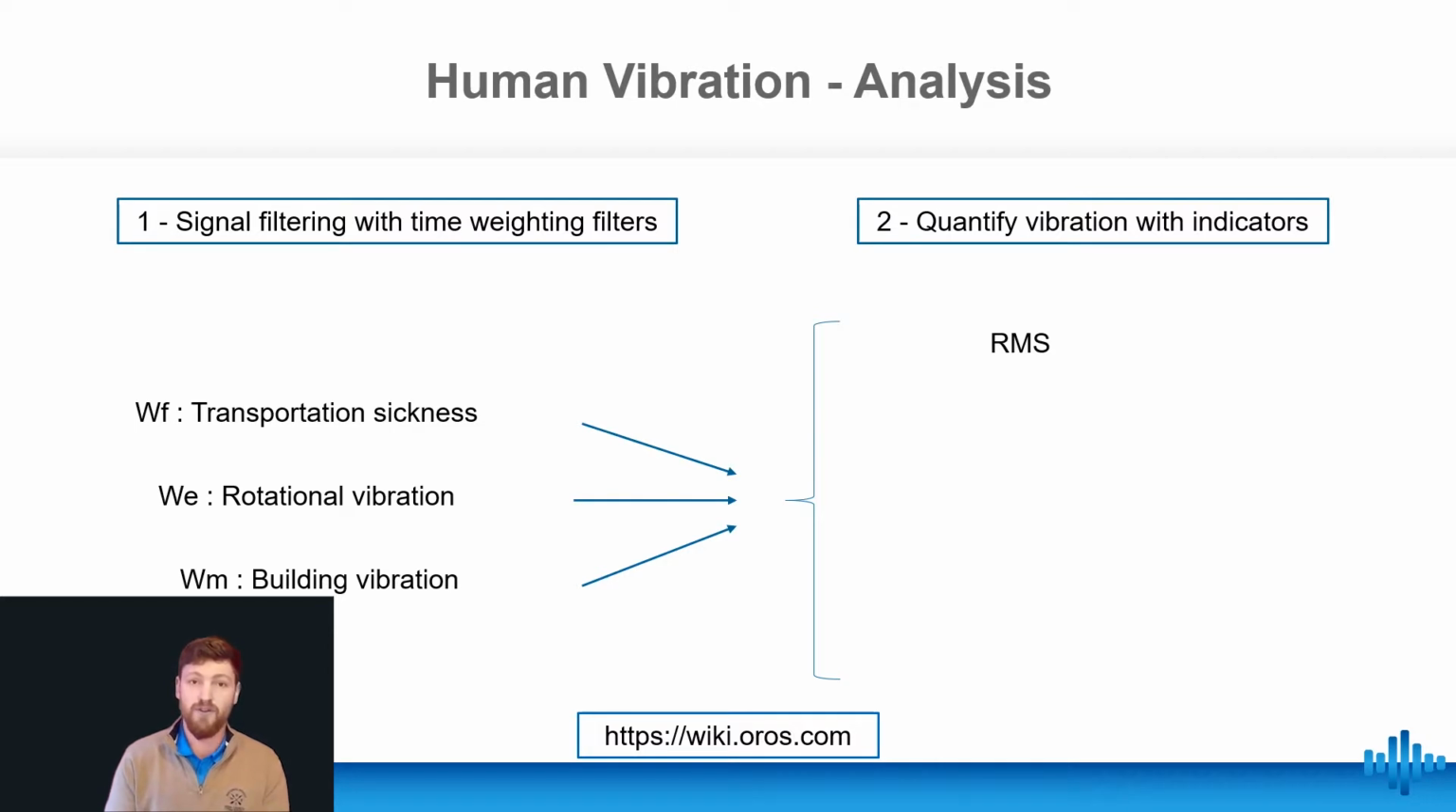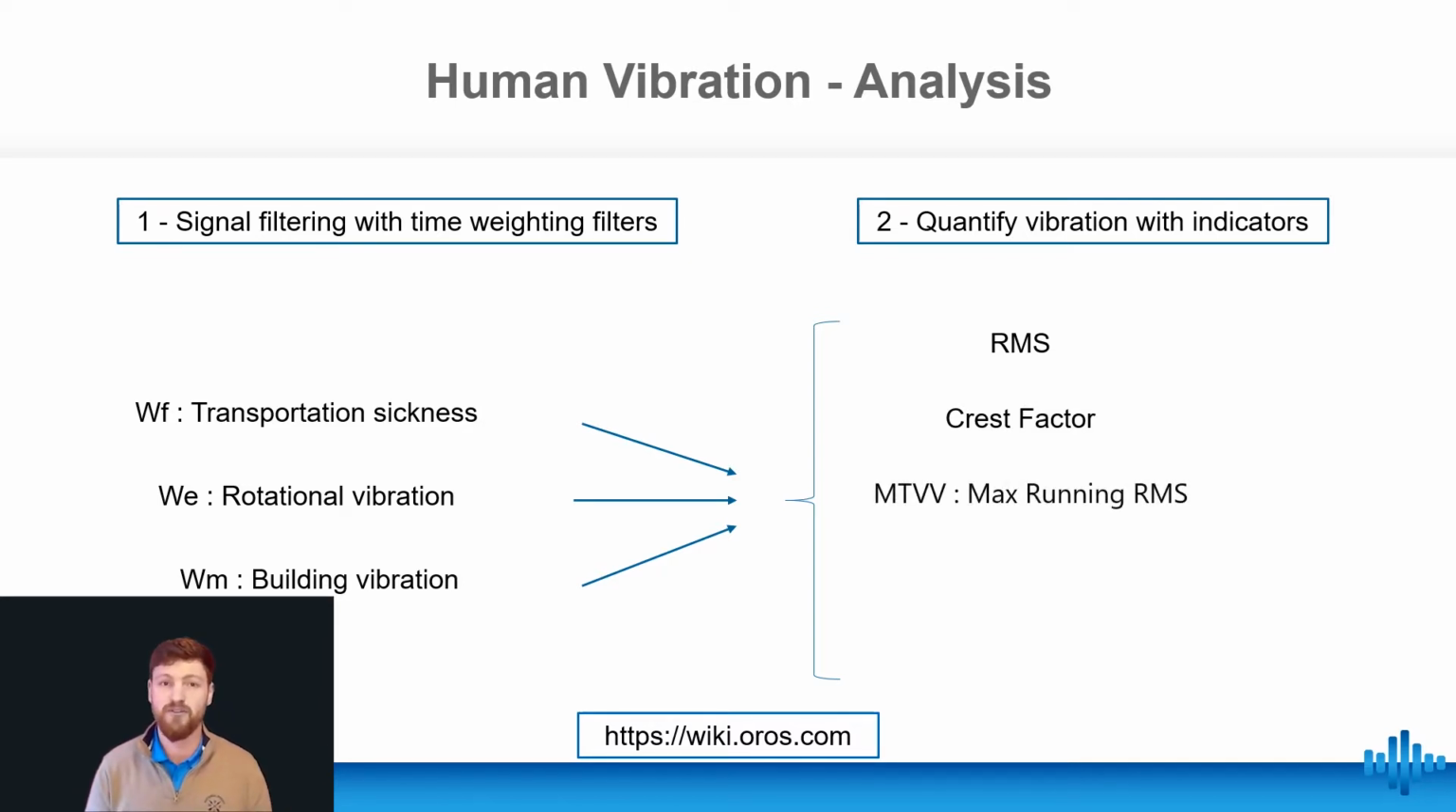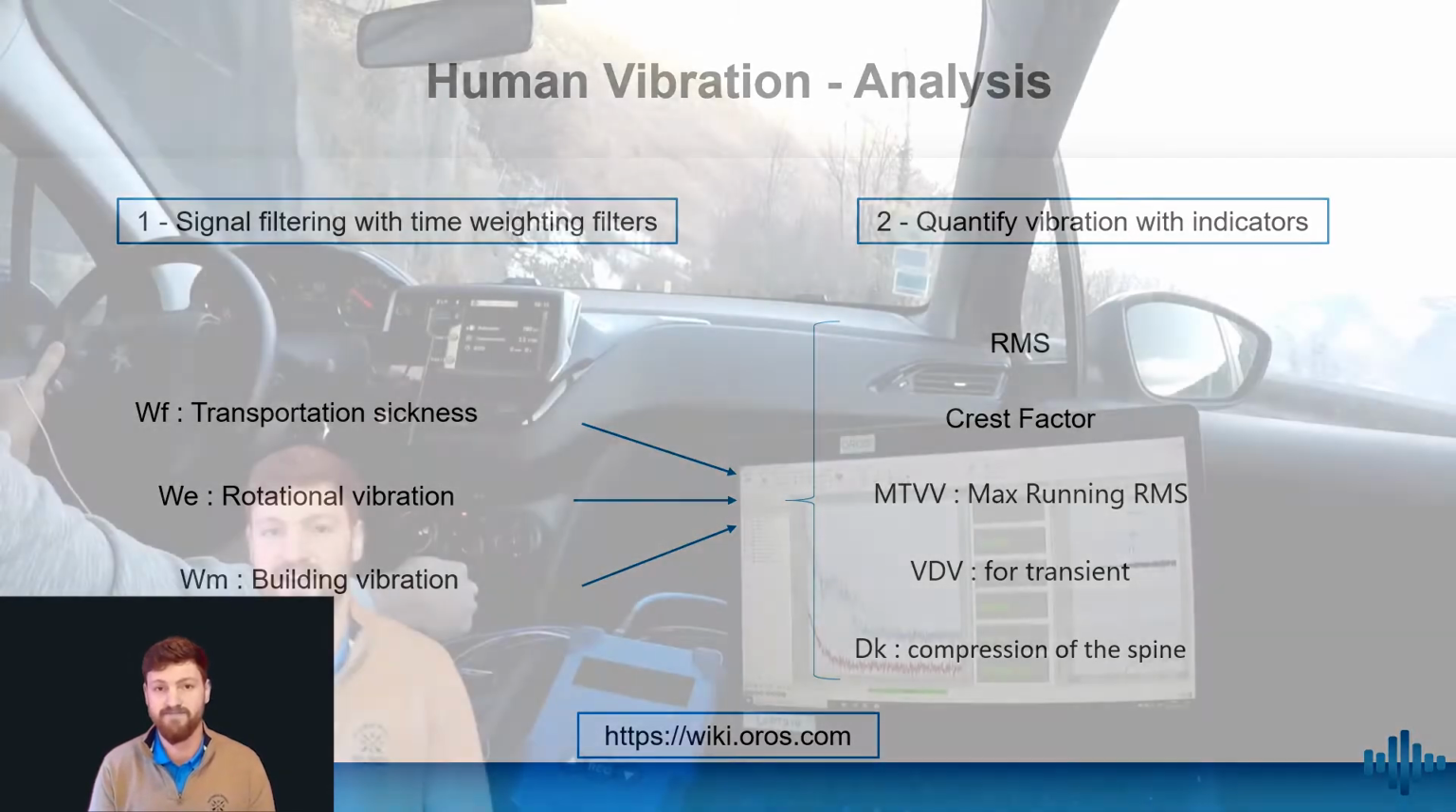And then the second part is the indicators. We will quantify the vibration thanks to standard indicators like RMS, peak-peak, crest factor, but we can also use more advanced indicators like MTVV, and so on and so on. All the indicators are in the standard. They are also on the OROS wiki, so you can find the link in the description and just check all the indicators on our website.